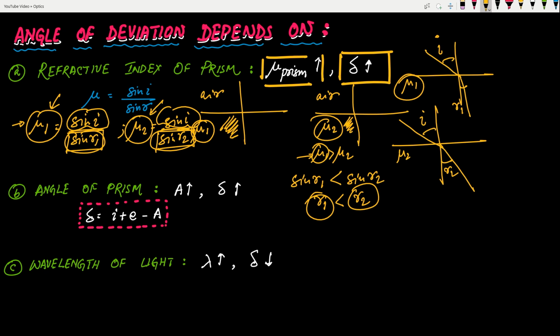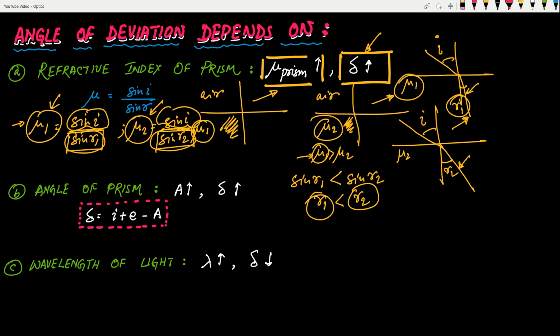Therefore, since R1 is smaller for the greater refractive index, that means the deviation is more. You can see that this has deviated more and this has deviated less. So greater the refractive index, more is the deviation. Simple as that. I hope the concept is clear. So greater the refractive index, greater will be the deviation angle. This is how you need to remember the relationship between refractive index and angle of deviation. So they are both directly proportional.